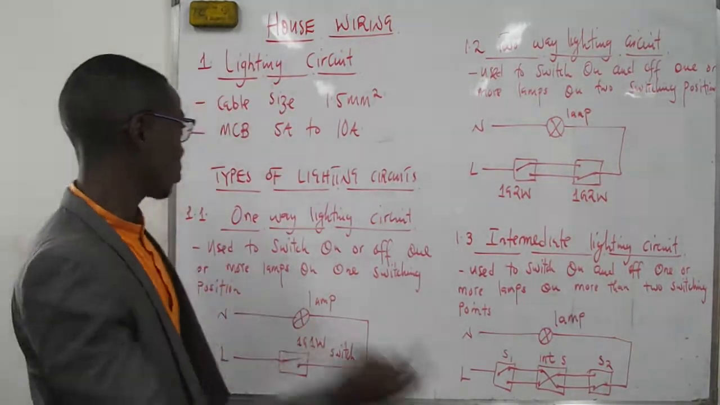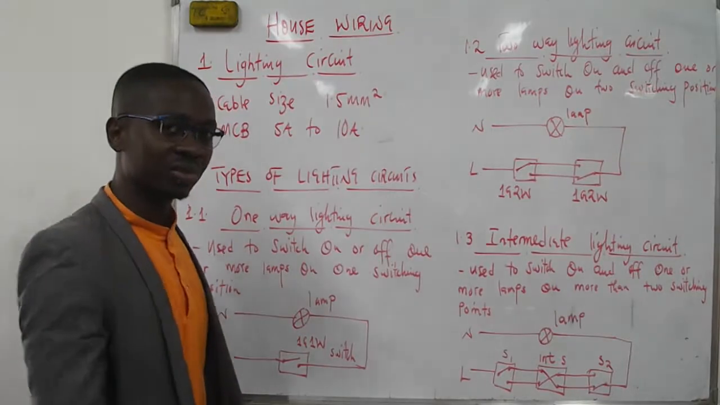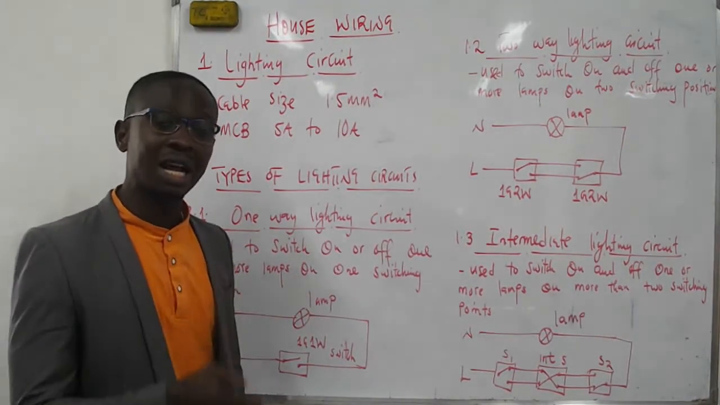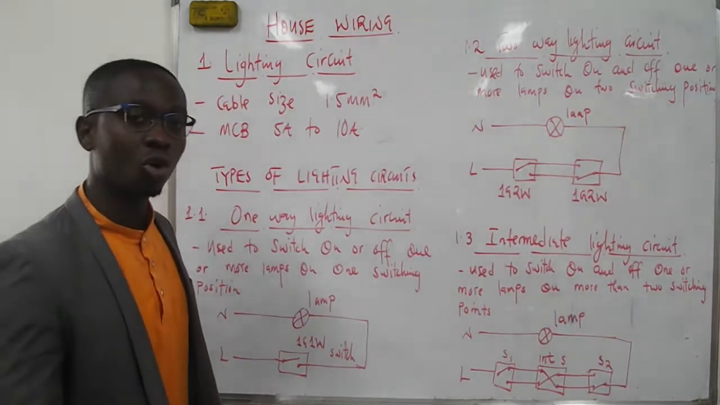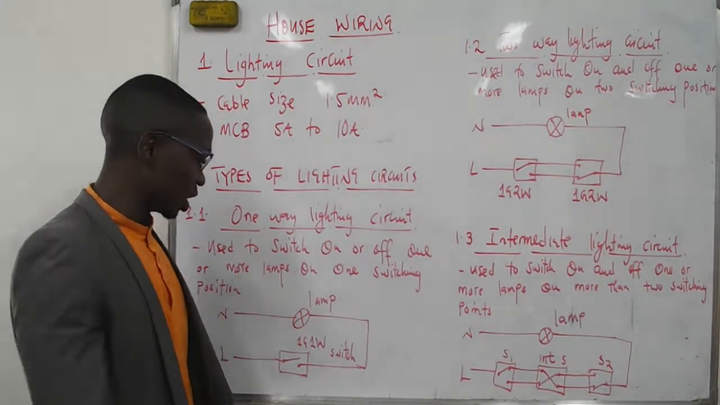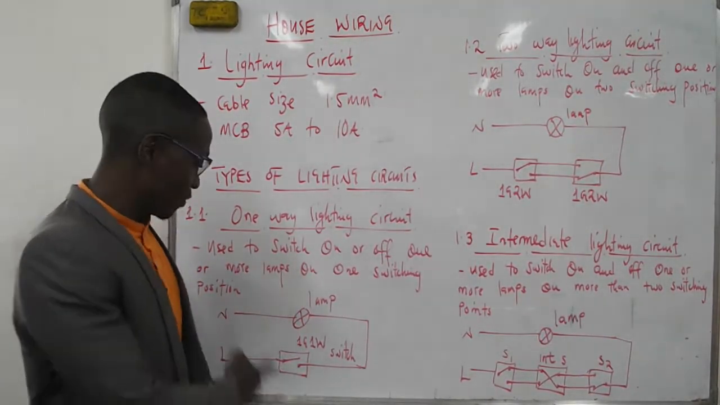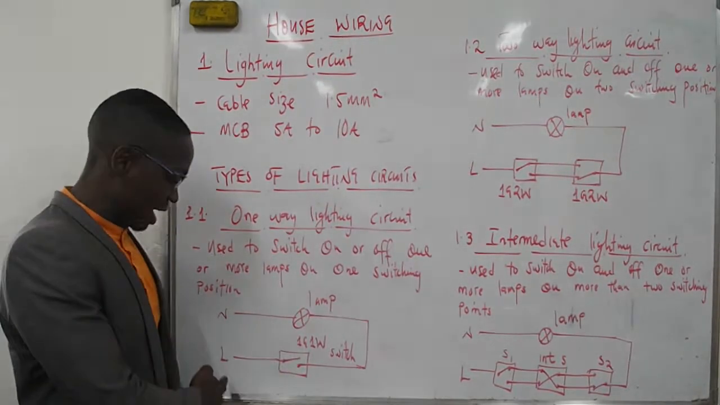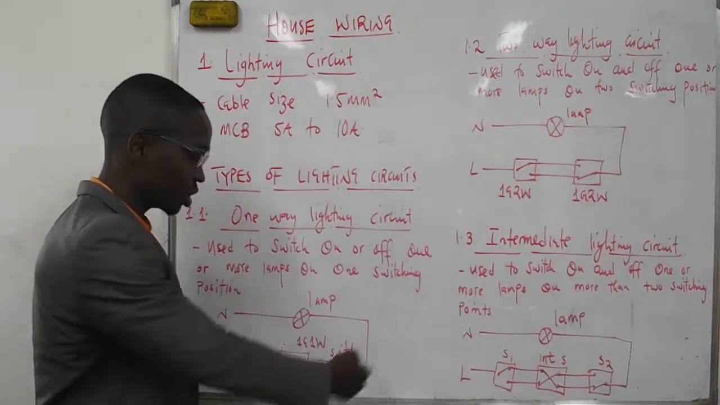The first one is what we call a one-way lighting circuit. A one-way lighting circuit is a kind of circuit used to switch on a lamp or a number of lamps from one switching position. The circuit looks like this. You have your neutral from supply, which goes to the lamp. But your live passes through a switch, and that's when it goes to the lamp.